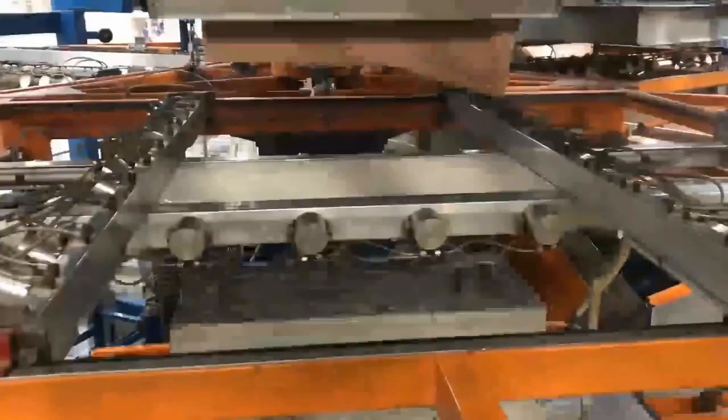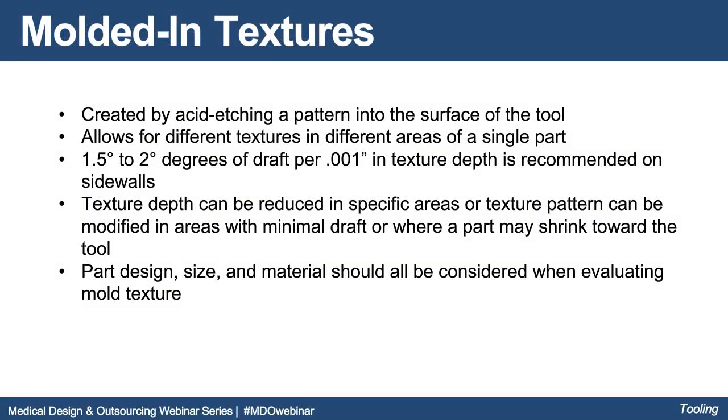Molded in textures. So texturing in the tool is going to be created by acid etching a pattern into the surface of the tool. We're able to create different textures in different areas of that part. So if you need to apply a label to your molded and textured part, we're able to keep that area smooth so we can get nice adhesion on that decal or that label. 1.5 to 2 degrees of draft per thousandth of texture depth is recommended on your sidewalls.